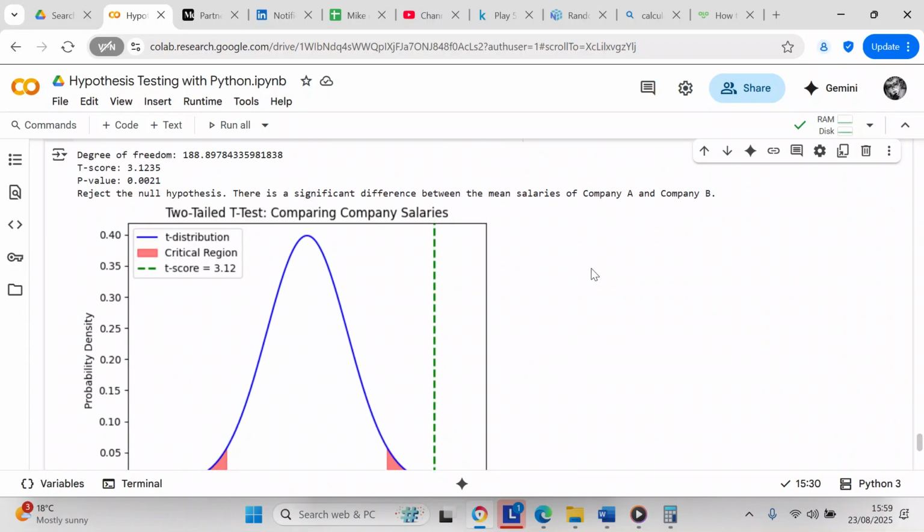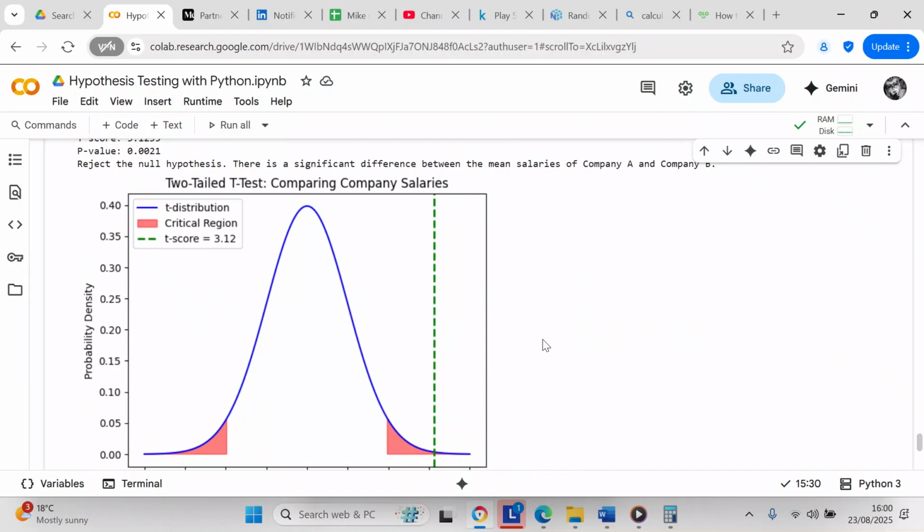So we have a degree of freedom of 188.897 because we used the formula. But if you don't use the formula, then it would be 198. Your t-score is 3.1235. Your p-value is 0.021. So the p-value is less than the alpha of 0.05. That means you're going to reject the null hypothesis, as there is a significant difference between the mean salaries of company A and company B.